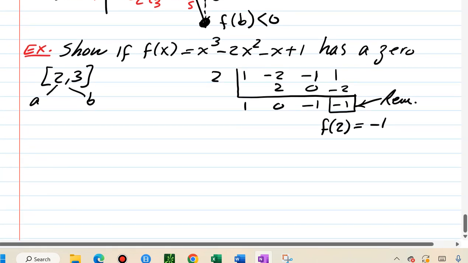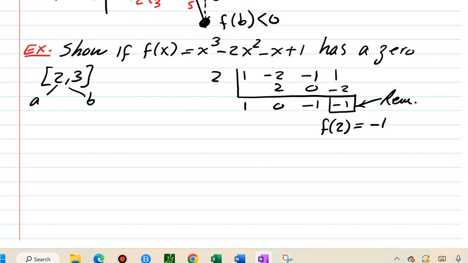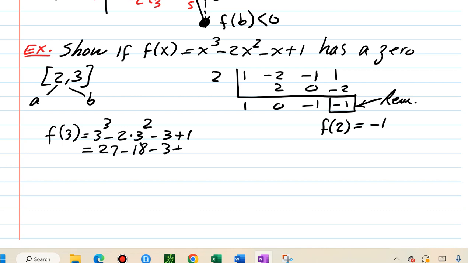You can plug it in directly. I would rather just use synthetic division here. But here's how you could do this, by the way. With f at 3, this isn't bad, but sometimes it can save you time. There. That's f at 3. So this is going to be 27 minus 18 minus 3 plus 1. And all said and done, this should be 7.